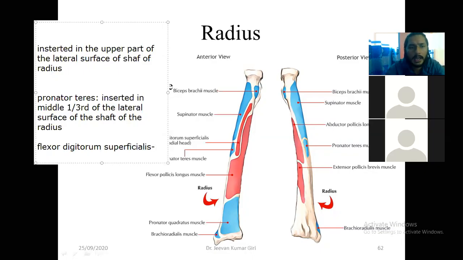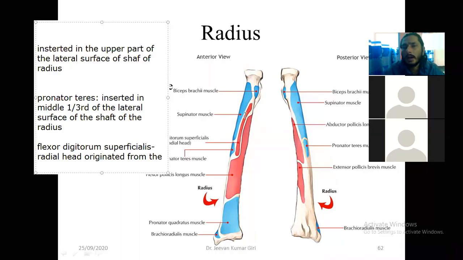So now see here, the flexor digitorum superficialis, the radial head, originated from the... So what is the name of this line? So the upper oblique part of the anterior border is also known as anterior oblique line. So it has got an origin from the upper oblique part of the anterior border of the shaft of radius, or anterior oblique line of the shaft of radius also you can write.